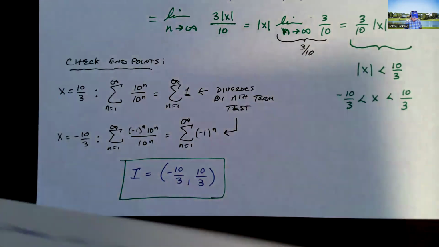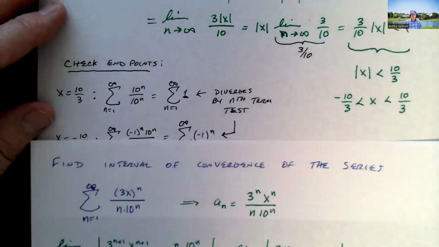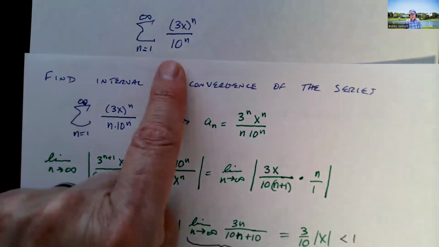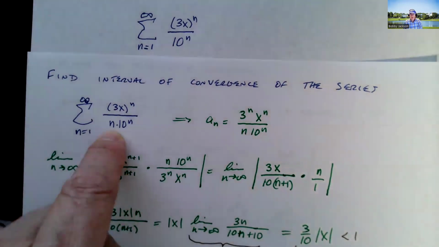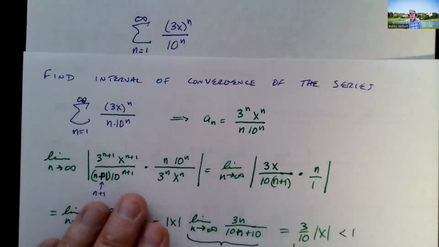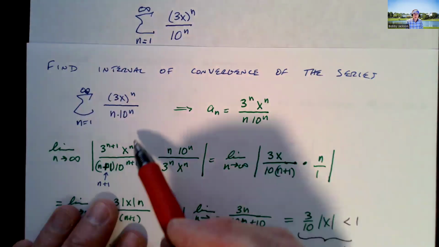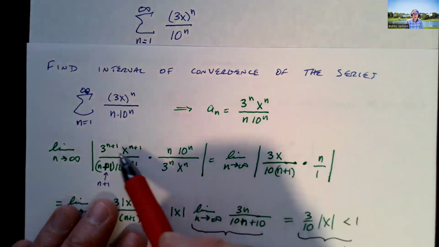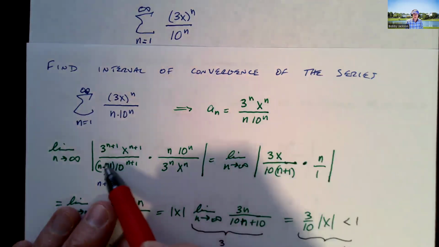Now, real quick, we'll look at the other two situations. The next one is a slight modification of the one we just did. You can see we just have an extra n in the denominator here. So again, I'm going to take the limit as n goes to infinity. Look at this expression here. Replace n with n plus 1. Sorry, that's n plus 1 in there.